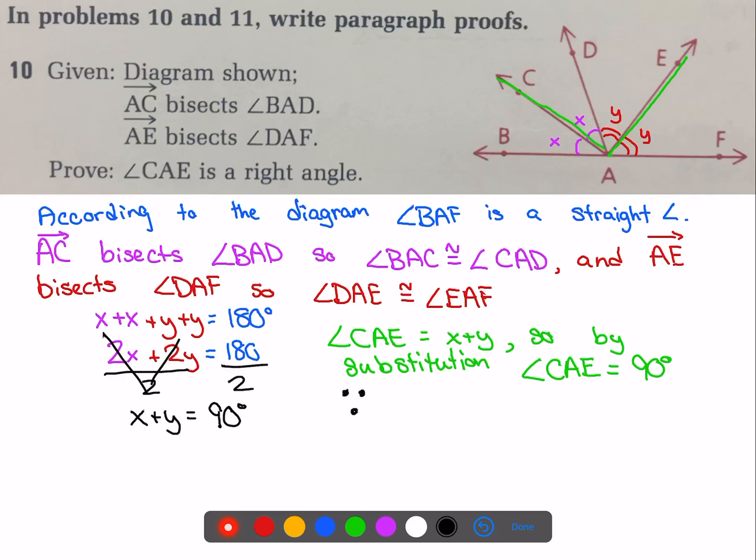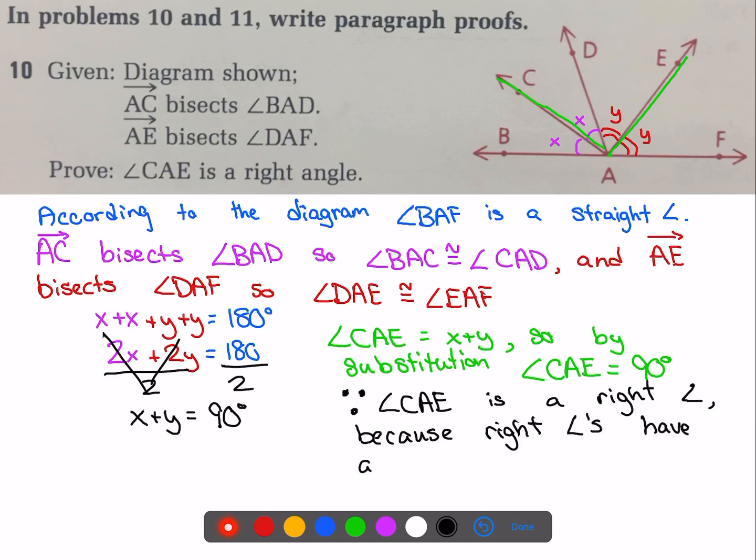Therefore, I'm not done yet. I just know it's 90 degrees, but I'm trying to prove it's a right angle. Therefore, angle CAE is a right angle because right angles have a measure of 90 degrees. And we are now finished with this proof. We have now proven that angle CAE is indeed a right angle.